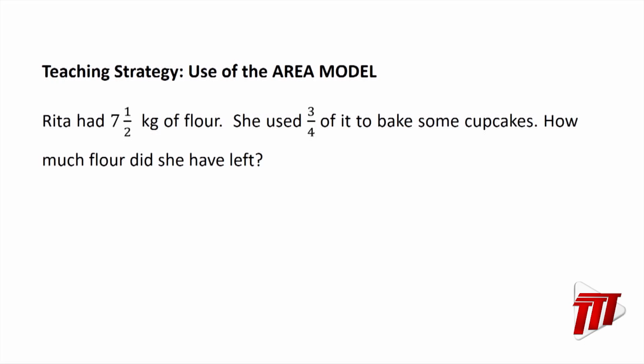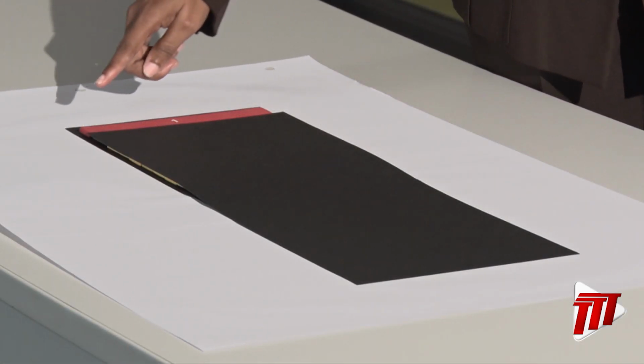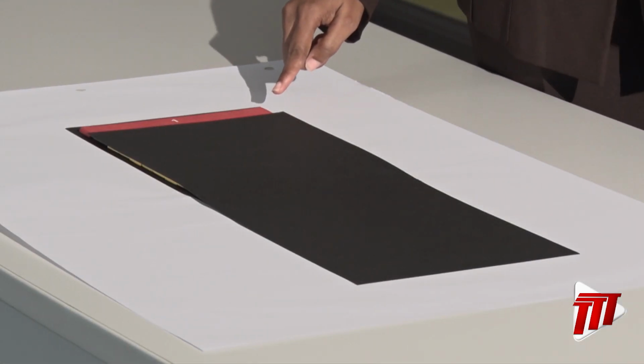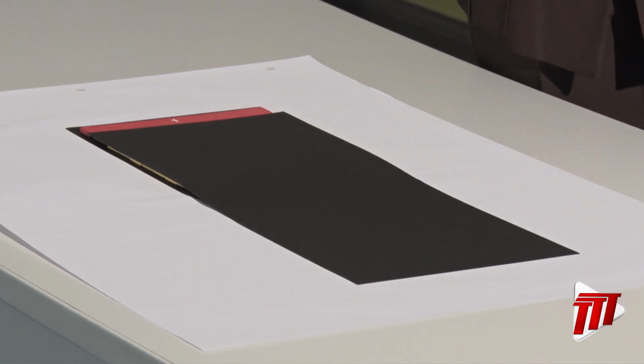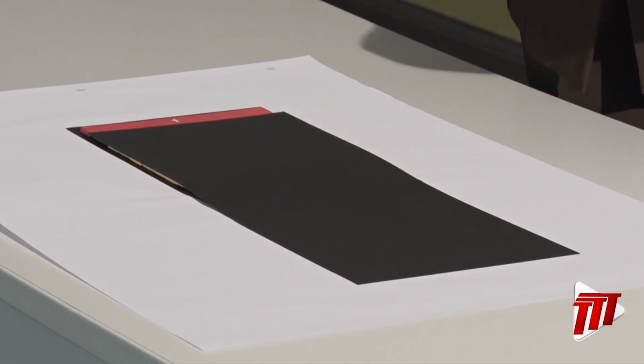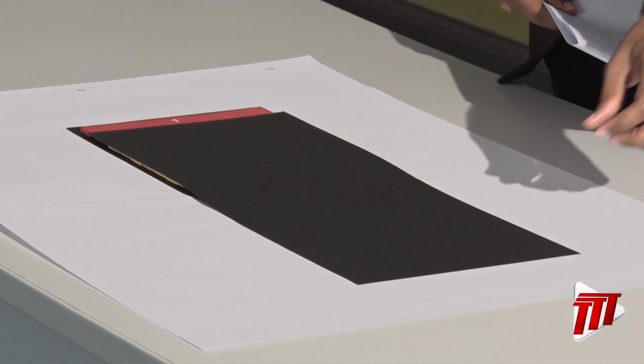Rita had 7.5 kilograms of flour. She used 3/4 of it to bake some cupcakes. How much flour did she have left? We are using the area model. First, we identify the whole area. Second, let us divide the whole area into two equal parts to get 2 halves.